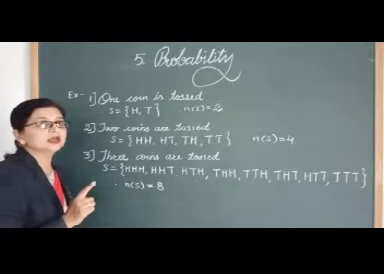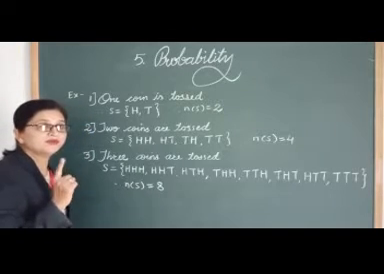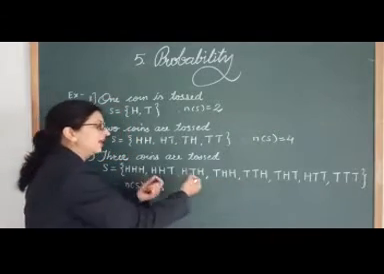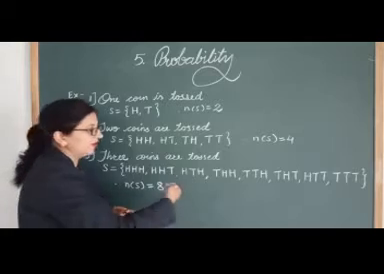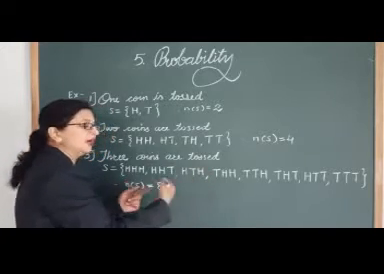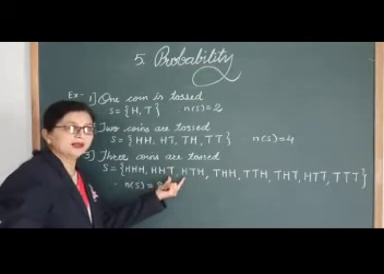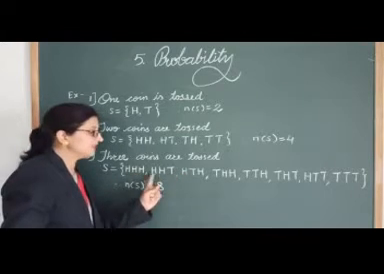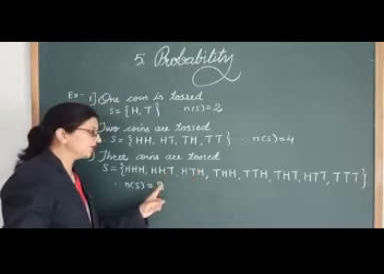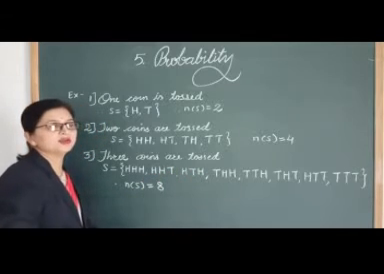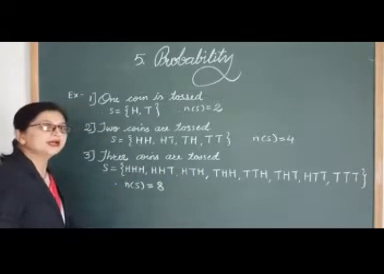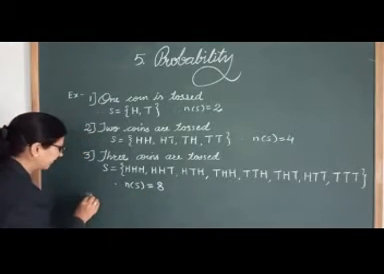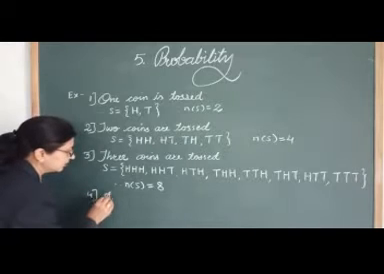So dear students, we have to be very careful while writing all these points. If any point is missed and one point you wrote double, then in that case also the count will be 8. But as the sample space is wrong, both these things will be wrong. So we have to be very careful when writing the sample space. Now let's take one more example. A die is thrown.